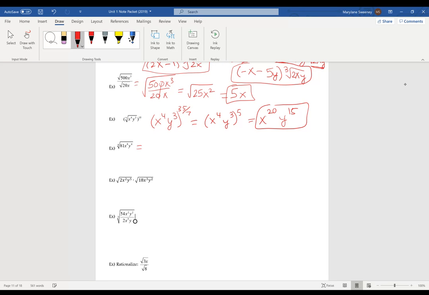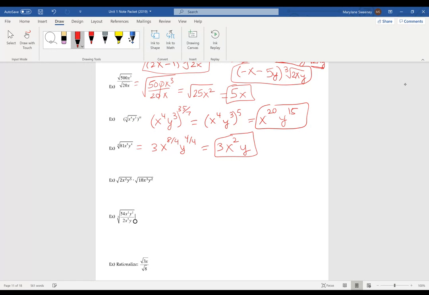All right, so for the fourth root, the fourth root of 81 is 3. That's because 3 times 3 times 3 times 3, 4 times, is 81. And then it's x to the 8 fourths, y to the 4 fourths. Since those are both divisible by 4, this is really just x squared y.